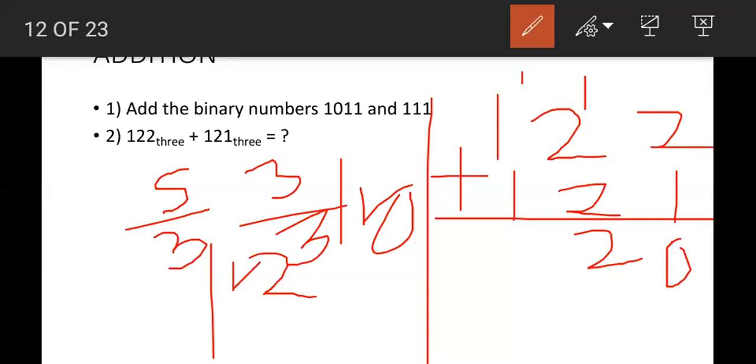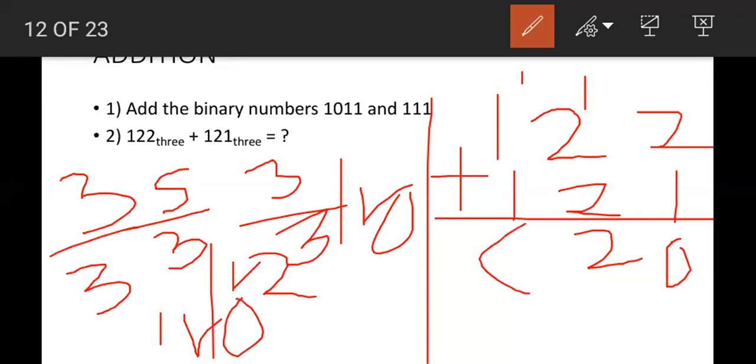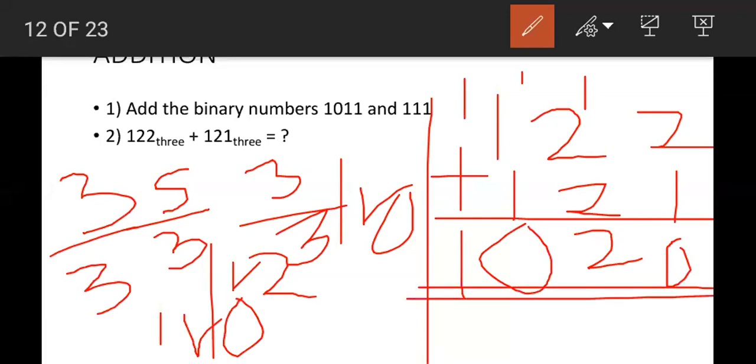So, next one. We have 1 plus 1 plus 1. That will give us 3. So, 3 divided by 3 gives us 1 remainder 0. So you are writing 0. You take the quotient to the next digit. So, you drop it now. Then our answer will be this in base 3. So that's our final answer.